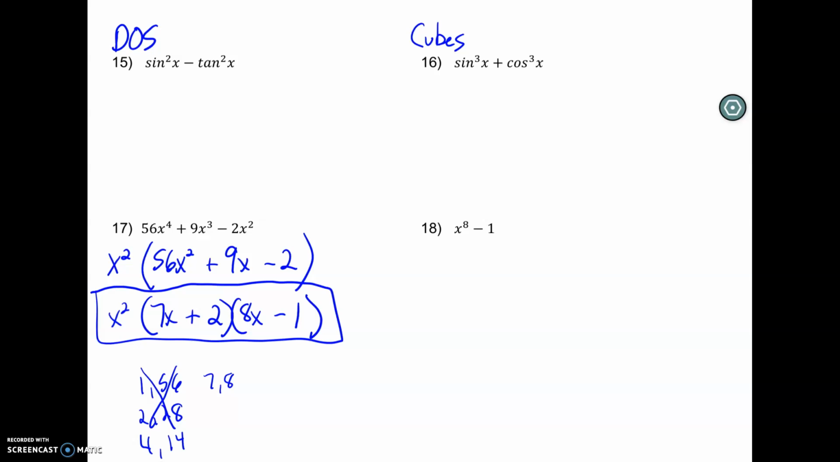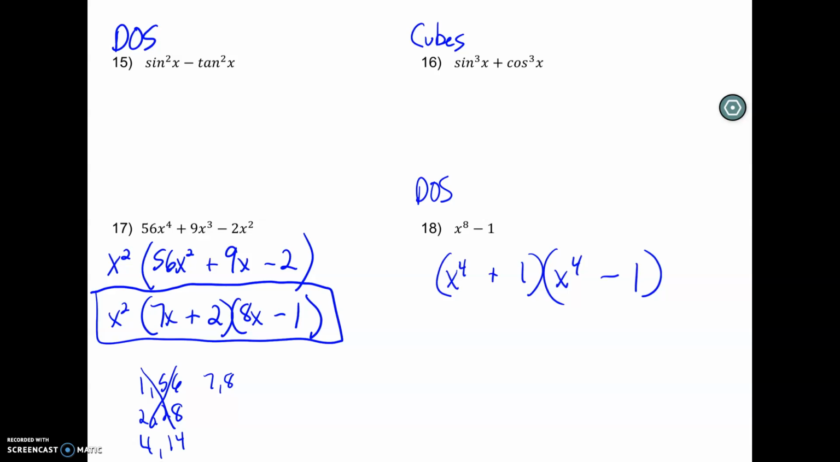Okay, last one, gang, is this x to the 8th minus 1. This is a difference of 2 squares. Any variable that has an even number is a perfect square. Okay, so when I break this down, x to the 8th gets broken down into x to the 4th and x to the 4th, and 1 gets broken down to 1 and 1 with a plus and a minus.